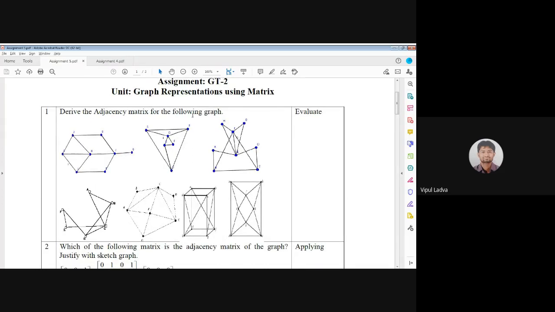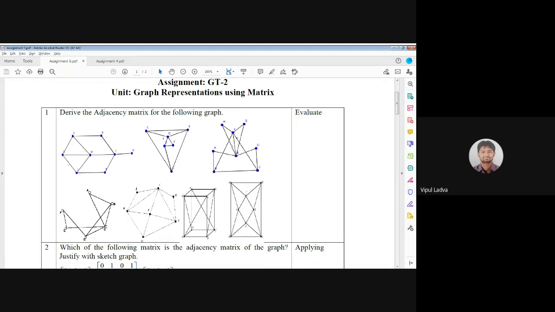We are quite good when we are dealing with the adjacency matrix. We are just concerned about the number of vertices. If in my graph I'm having 4 vertices, then my adjacency matrix will be of the order 4 cross 4. So you are supposed to give the adjacency matrix for all these graphs in the first question.